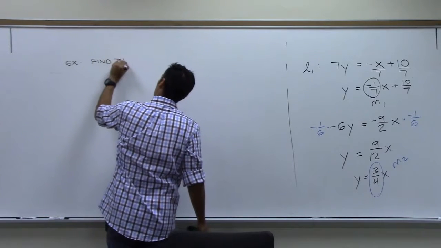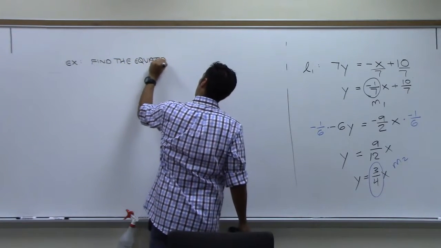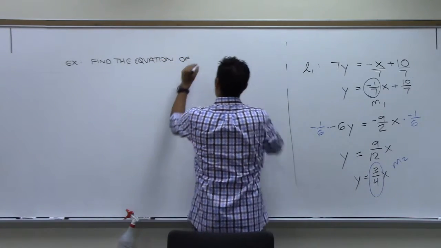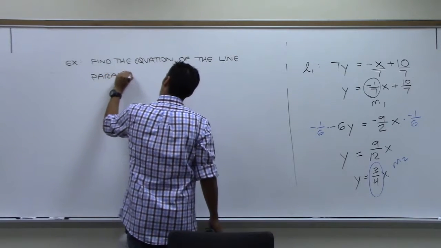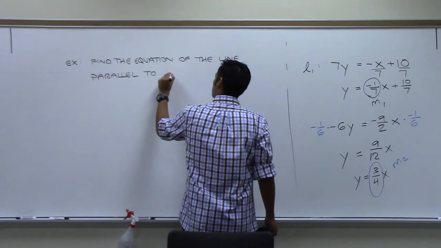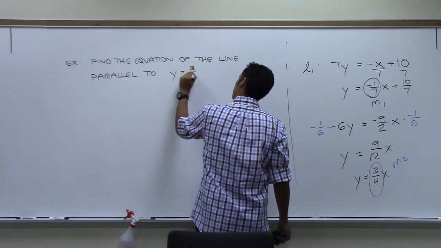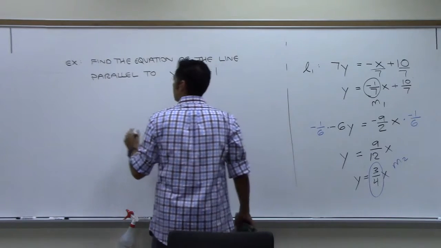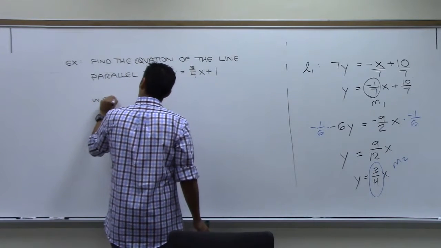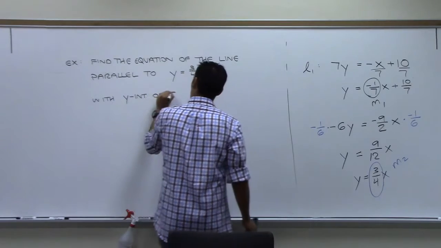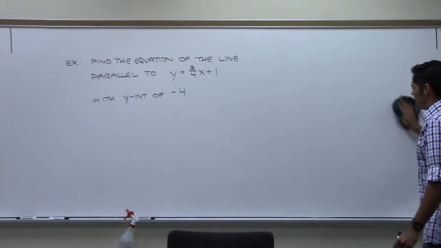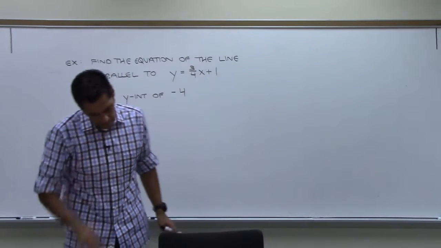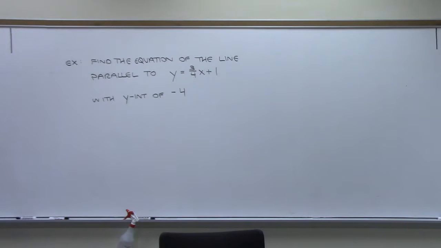Find the equation of a line, or of the line, parallel to y equals 3/4 x plus 1 with a y-intercept of -4. Anyone have any ideas?